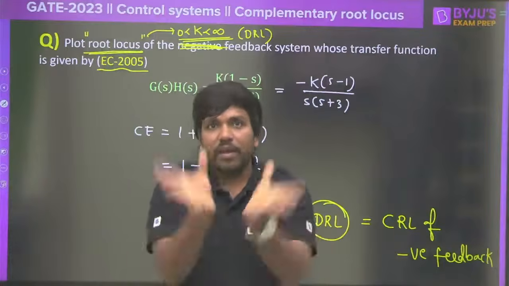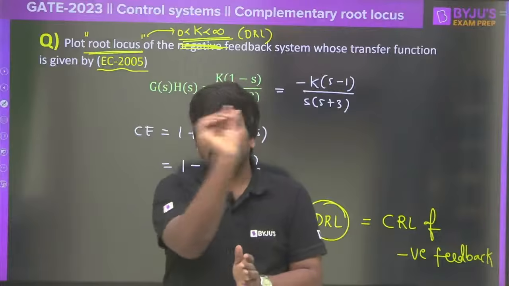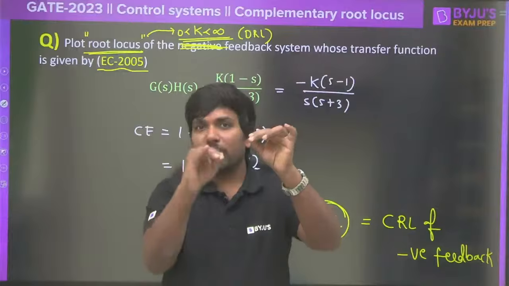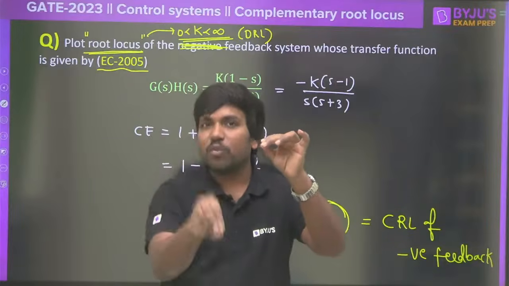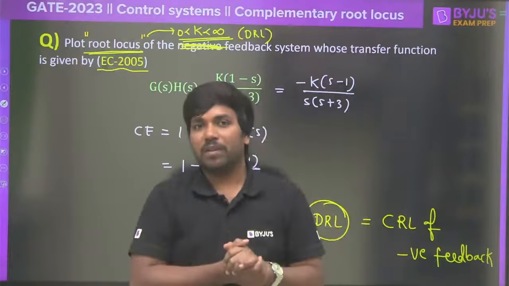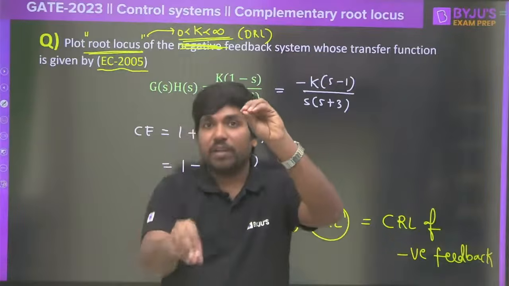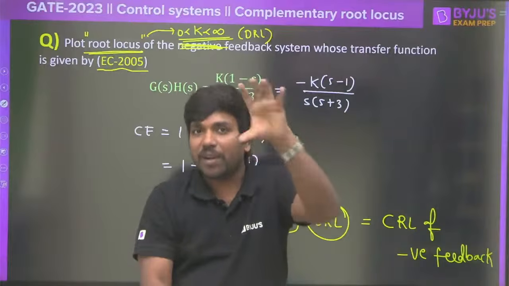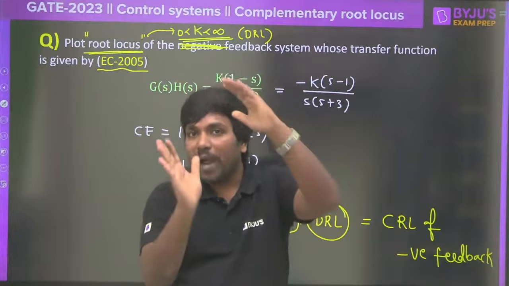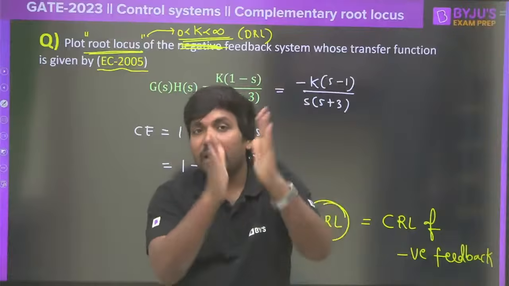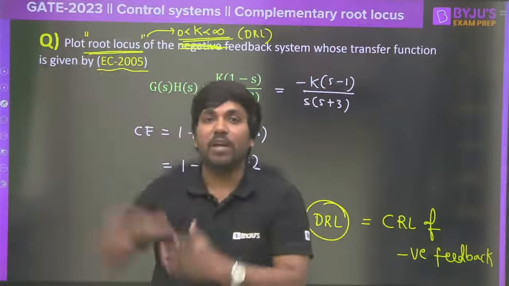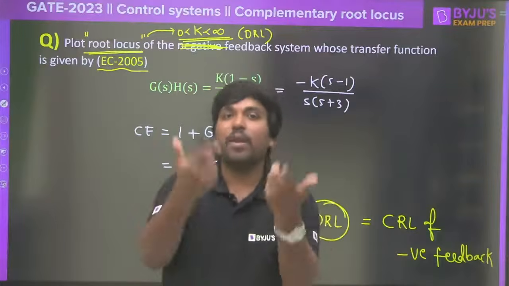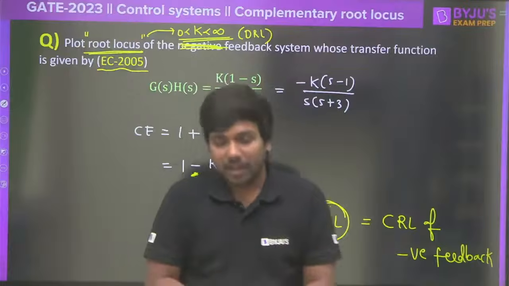Then look at the given transfer function, and if the question is about direct root locus, correct? In the transfer function given to you, identify whether it is positive feedback or negative feedback. Once you identify that, say the transfer function given in the exam is positive feedback and they are asking for the direct root locus, what does it mean? Direct root locus of the positive feedback is nothing but the complementary root locus of the negative feedback. Clear? So that way you can convert the things and then apply the rules of complementary root locus. You will get the required answer.